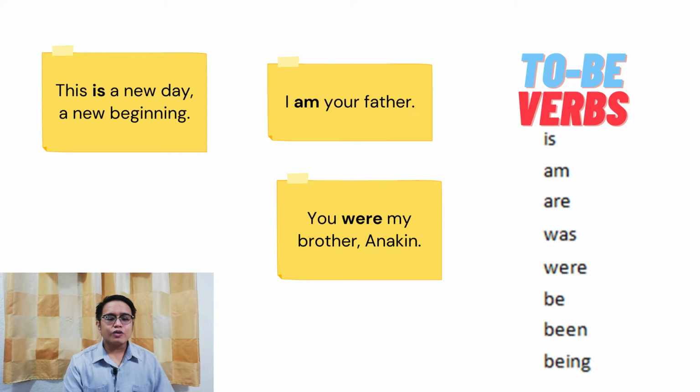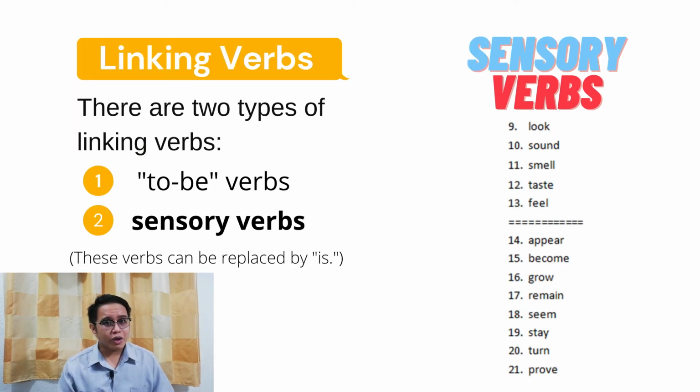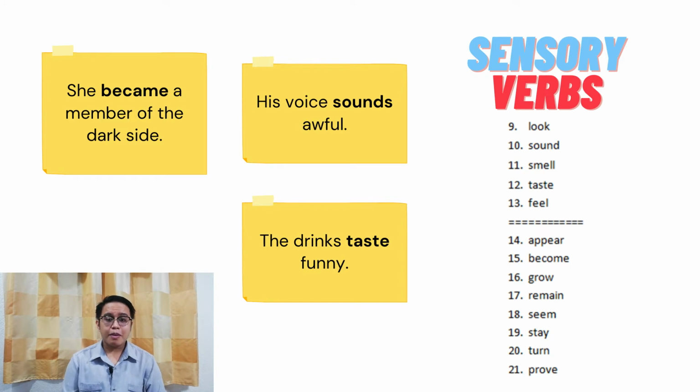Okay? Now, let's go to our next type of linking verb, which is what we call the sensory verbs. And the sensory verbs are here in our example. So, mao na sila. You have look, sound, smell, taste, appear, become, grow, remain, seem, stay, turn, and prove. So, mao na siya atong gitawag na mga sensory verbs. Okay? Now, these are examples of sensory verbs in a sentence. So, for example, he became a member of the dark side. Or for example, his voice sounds awful. Or the drinks taste funny.